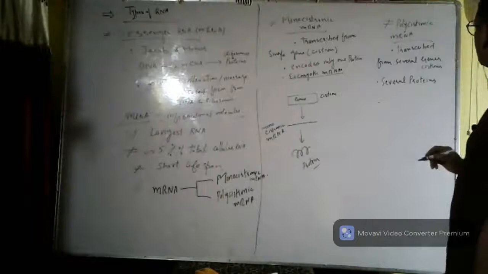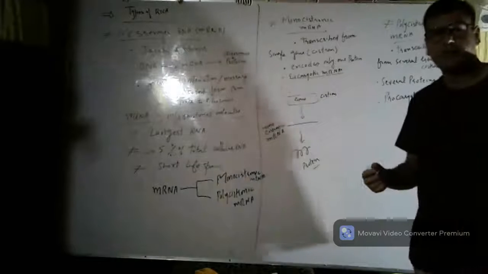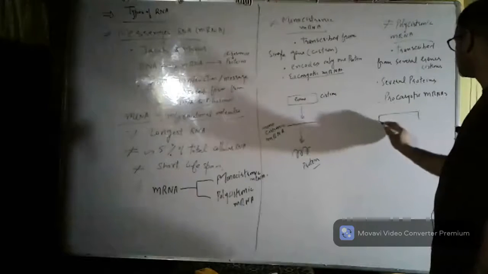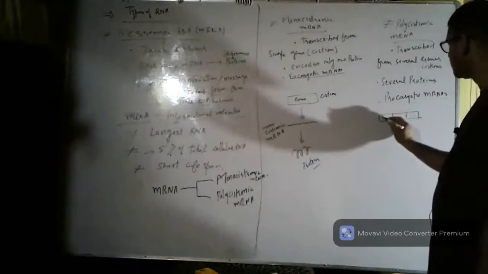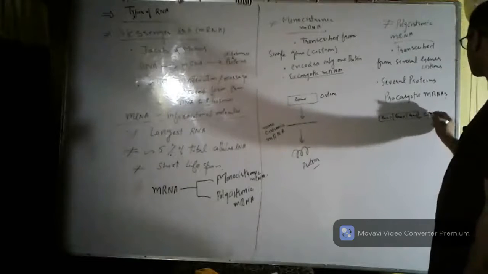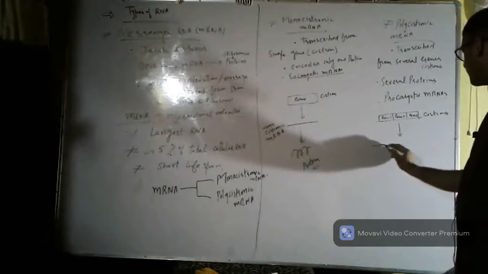Bacterial mRNAs, or prokaryotic mRNAs, are examples of polycistronic mRNAs. So we have this: if these are cistrons, these are genes, gene 1, gene 2, gene 3. We have 3 cistrons, 3 genes. They will get transcribed into an mRNA. They will form a polycistronic mRNA.